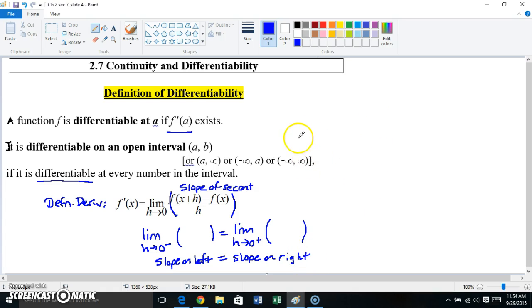So for example, if we have a function, f of x, and it's just rolling along, and I want to know about the slope at this point.